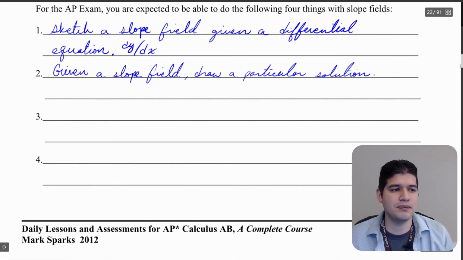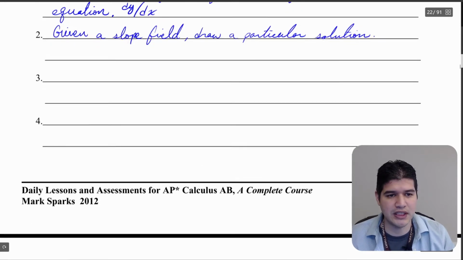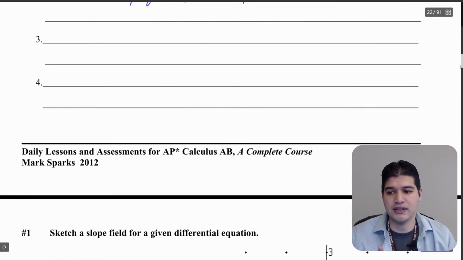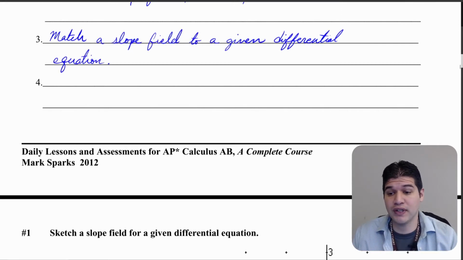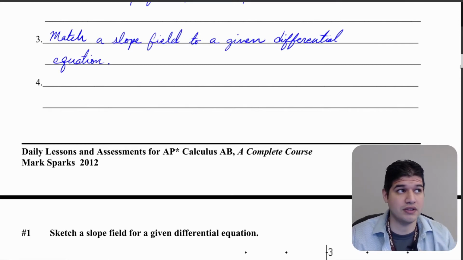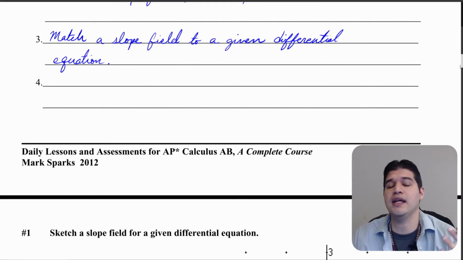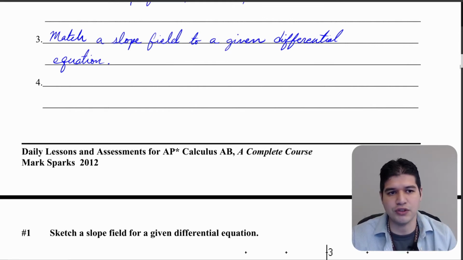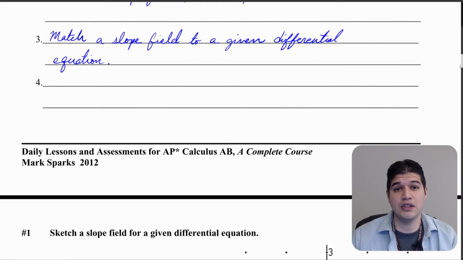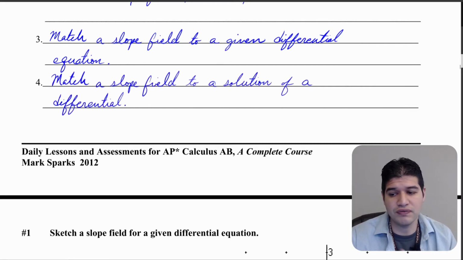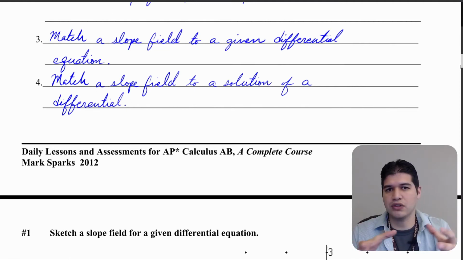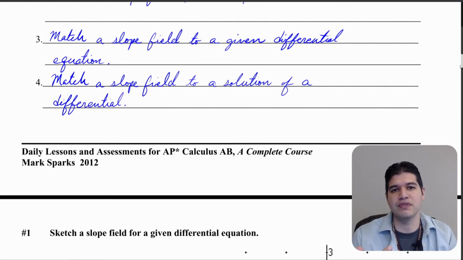Now, when it comes to some AP multiple choice questions, one of the things that you might be asked to do is to match a slope field to a given differential equation. Something like, okay, here's dy dx. Which of these possible answer choices, A, B, C, or D, will actually match that differential? And then the final thing that you might be asked to do on an AP exam is to match the slope field to the solution of a differential. So, okay, we've already solved the differential. We know what f of x is. Which of these could have been the slope field given?